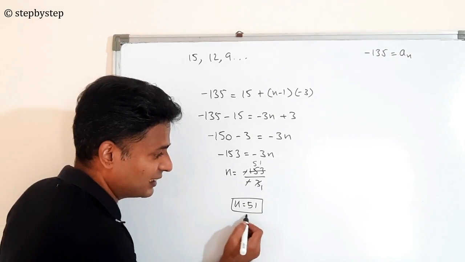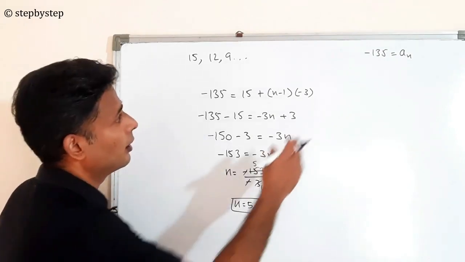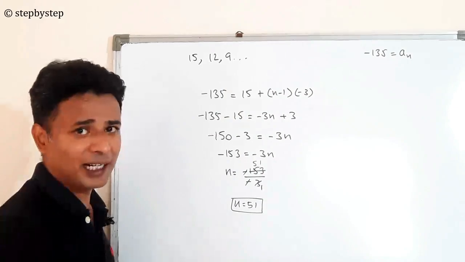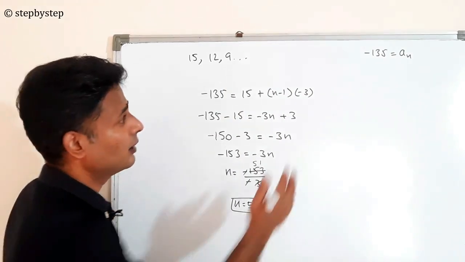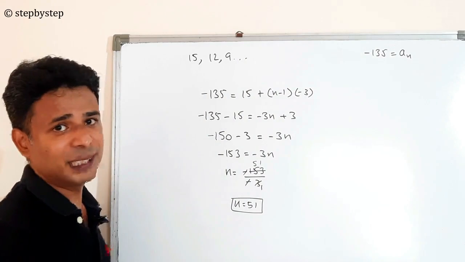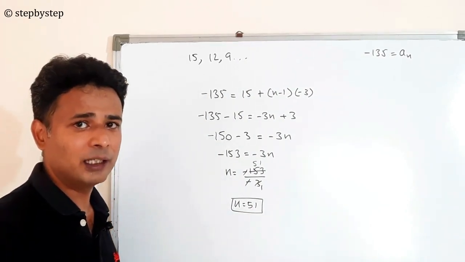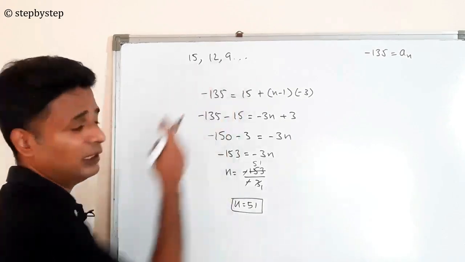Since n we got as a natural number, this will be a term. Had we got n in terms of decimals or fractions, it would have meant that this was not a term of this AP. But since we've got a proper natural number, it means that minus 135 is a term of the given AP.